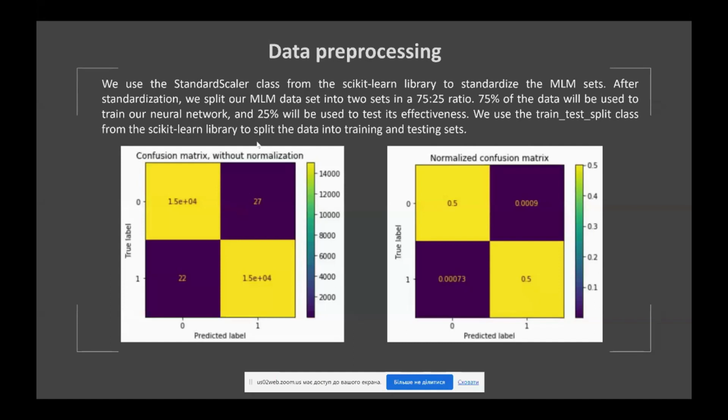75% of the data will be used to train our neural network, and 25% will be used for testing its predictions. We used the train test split class from the scikit-learn library for Python to split data into training and testing sets.